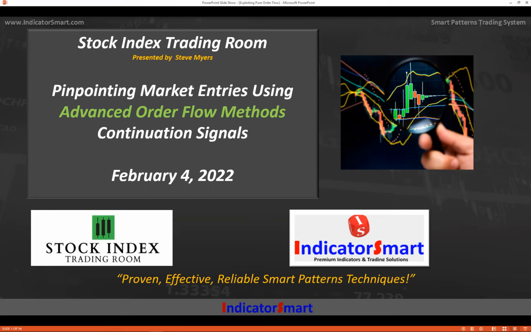I am going to continue to share with you how our members are using our advanced order flow methods. This session is going to be derived from the needle bars, TTOA needle bars. I'll show you what that looks like in a minute.